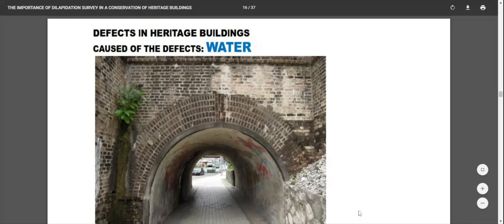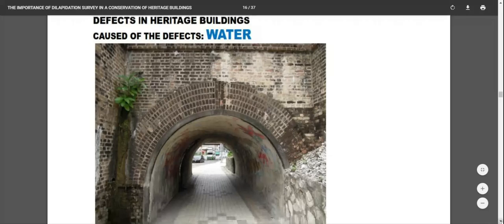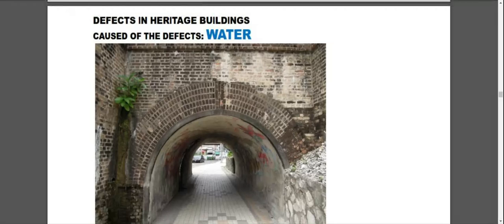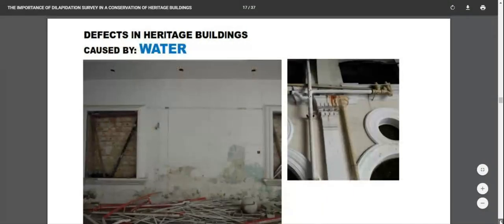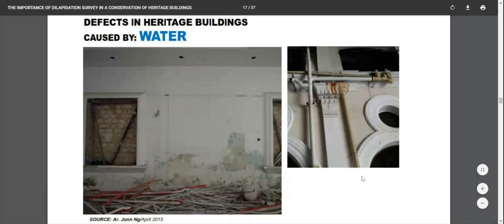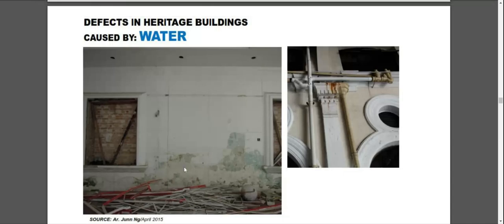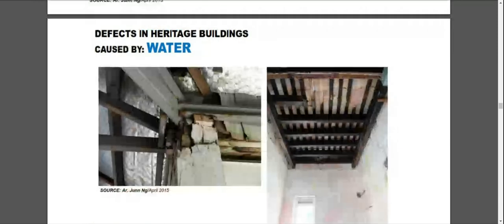This is also one of the examples. This is the tunnel in Kuala Lumpur, made from bricks. And this is also an example of the defects on the wall surface caused by water.